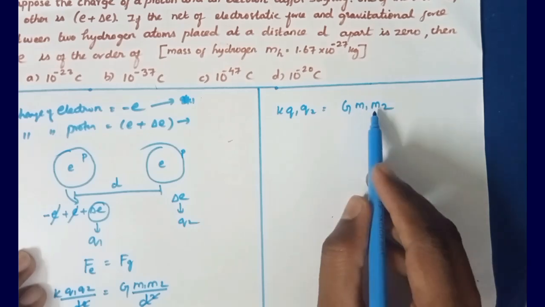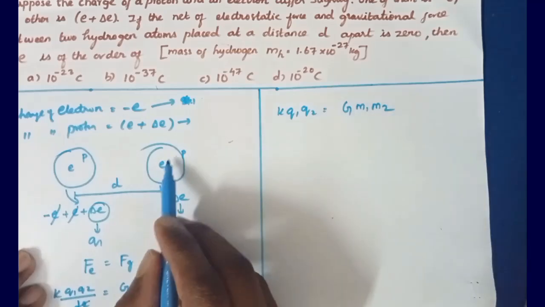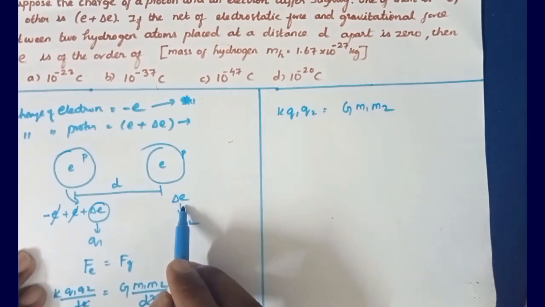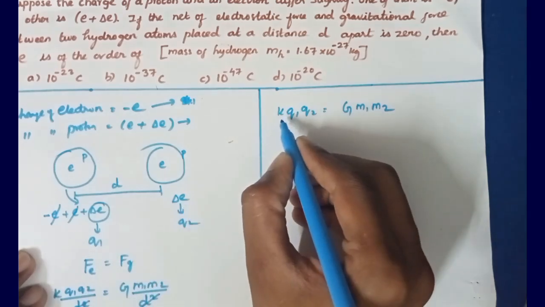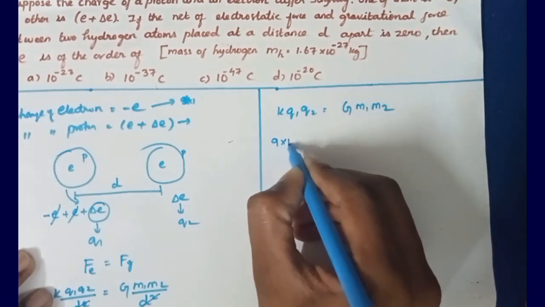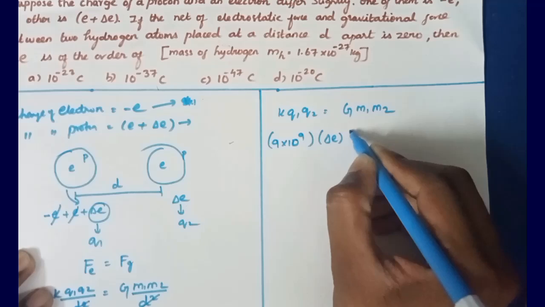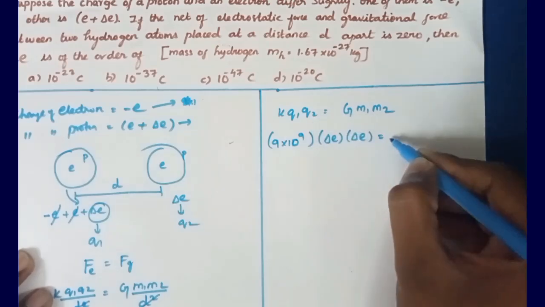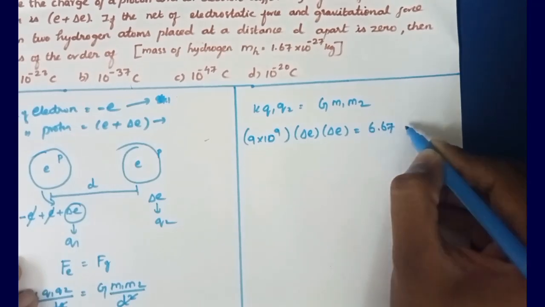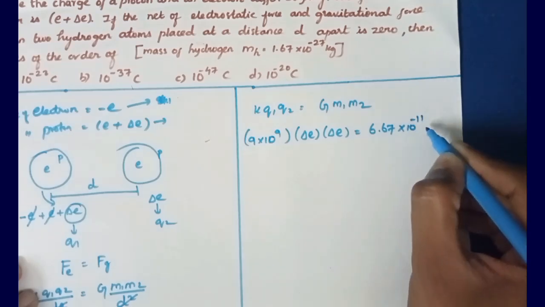Here m1 indicates the mass of the first hydrogen atom and m2 the mass of the second hydrogen atom. Q1 is del e and Q2 is del e. The value of K is 9 into 10 power 9, and the value of G, the universal gravitational constant, is 6.67 into 10 power minus 11.